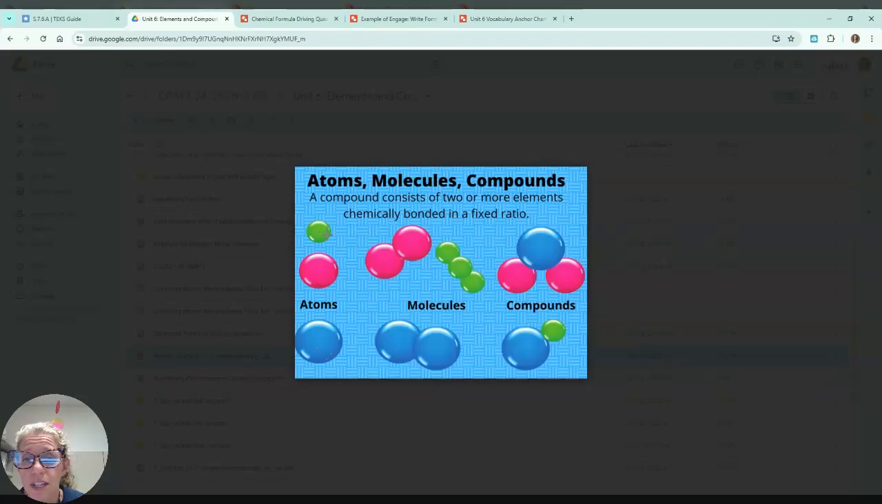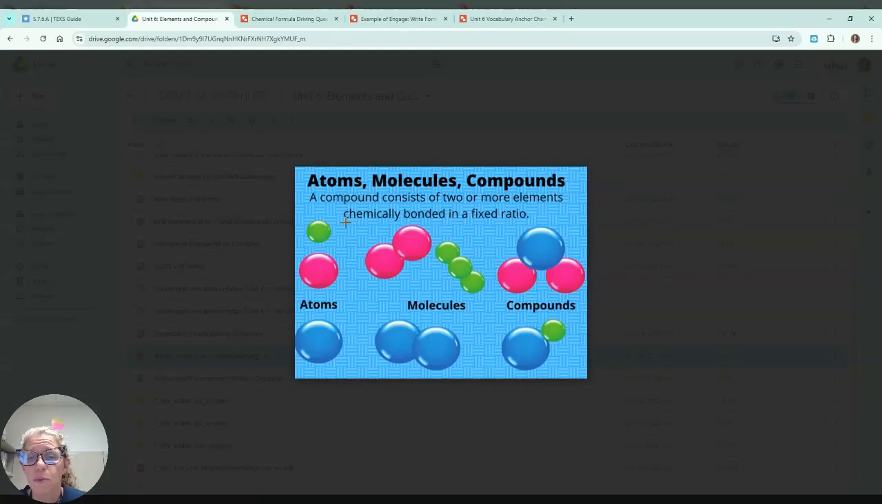So an atom is just a single element. They can point to it on the periodic table. But if we combine more than one atom of an element, we get molecules or compounds. If the elements that are being combined are the same, that's a molecule. A compound would be two or more different elements that are chemically bonded.